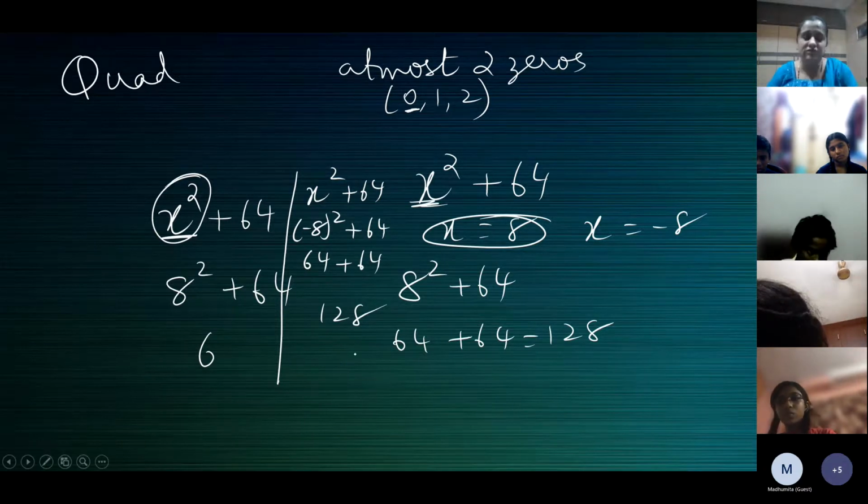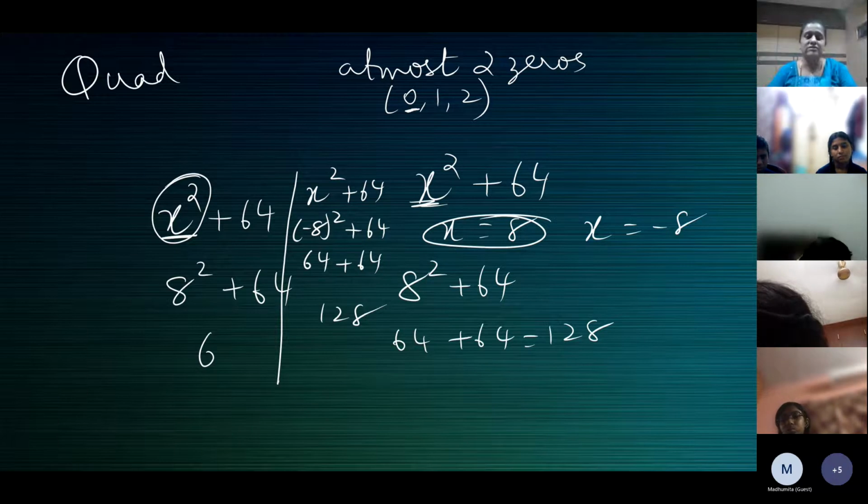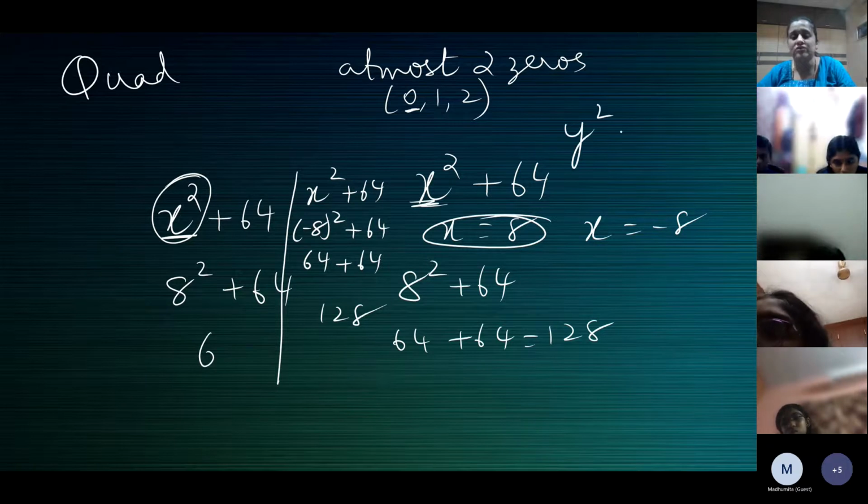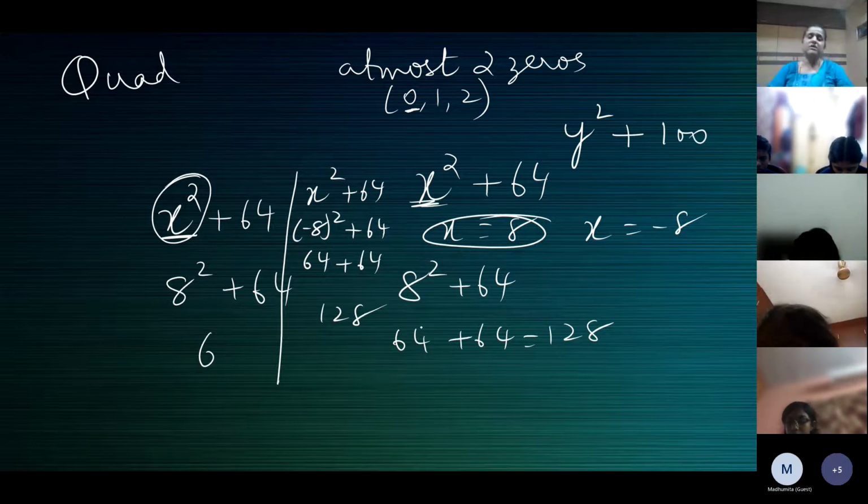There is no value for x which can make the value of this quadratic 0. This is not the only example. There are many examples like this. So you can just remember like this: you use a variable like y squared and use a perfect square number here, plus, not minus, like 100.